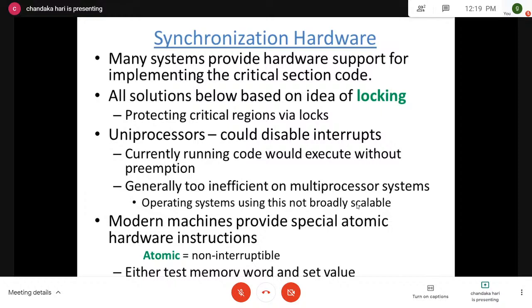So whatever interrupt is generated from any process, I cannot handle it, and then the data is 100% guaranteed to be in a consistent state. That is, the currently running code would be executed without any preemption. Whatever critical section code you are executing now cannot be preempted, it cannot be forcibly stopped and the control of the CPU given to another one. But this is generally too inefficient on multiprocessor systems.